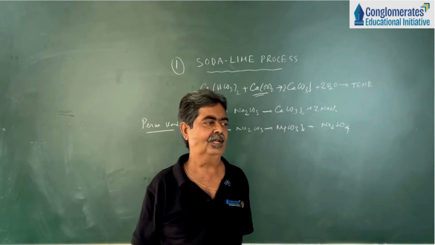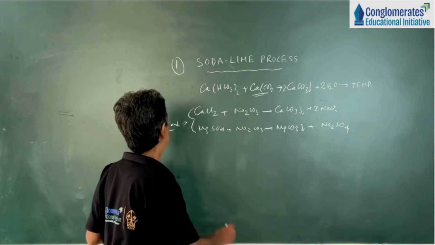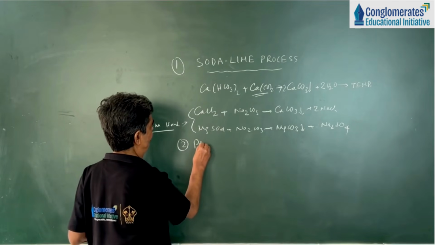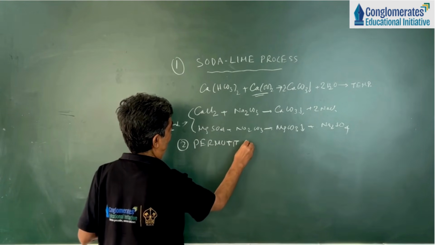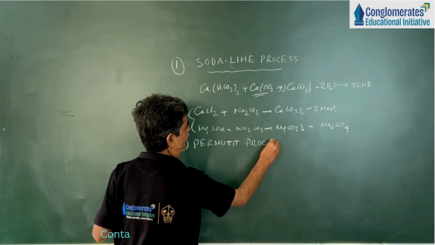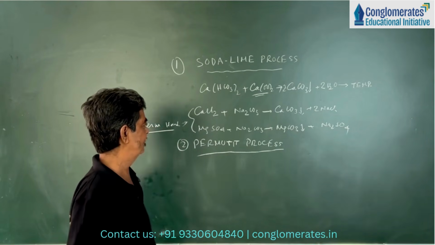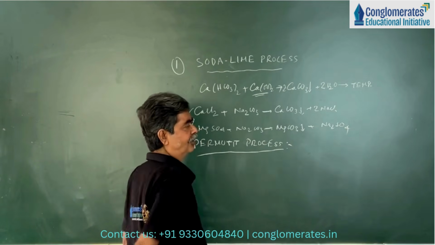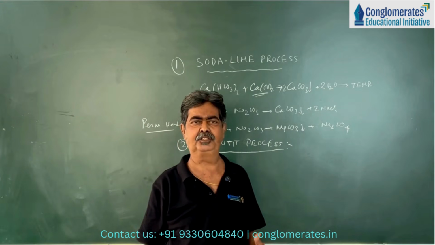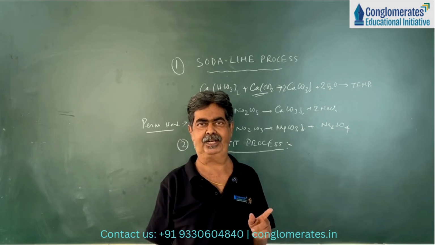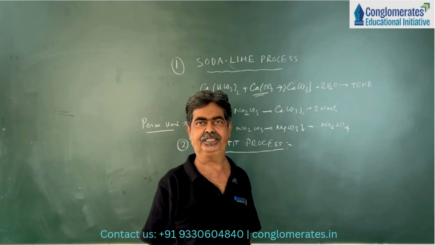Alright. Now the second method is called the permutit process. What is that? Permutit is an artificially prepared zeolite. Zeolite is a natural product, and artificial zeolite is called permutit.